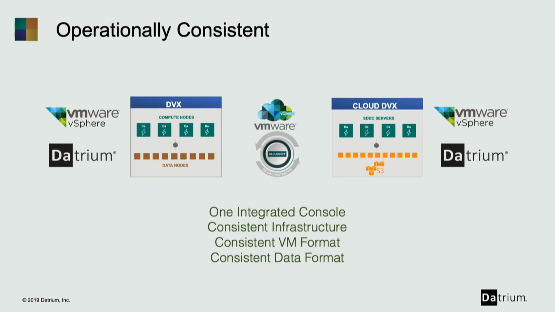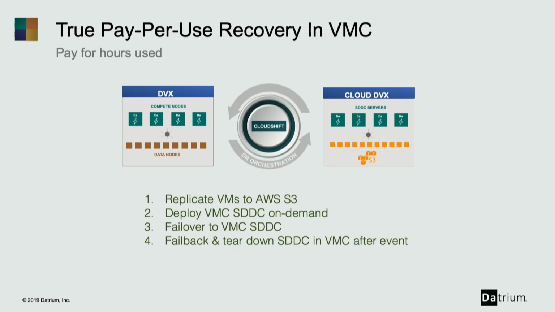Operationally consistent, a huge point: no VM format conversion, no data format conversion, all the way from on-prem to the cloud, right? So we talked about that. And this is the example I was trying to allude to with your question earlier, which is you get true pay-per-use recovery in VMC. You're storing the backups in S3. When you need to fail over, you deploy the SDDC, fail over, fail back, tear it down. And that takes 0 seconds. That is zero. The failover is 0 RTO.